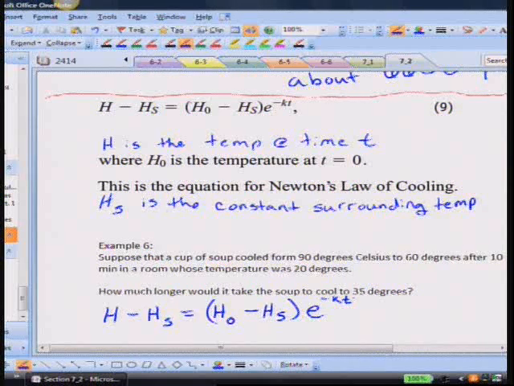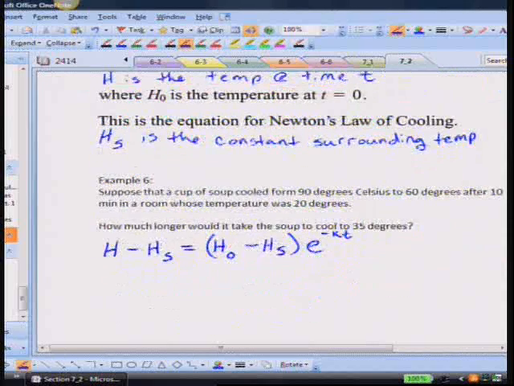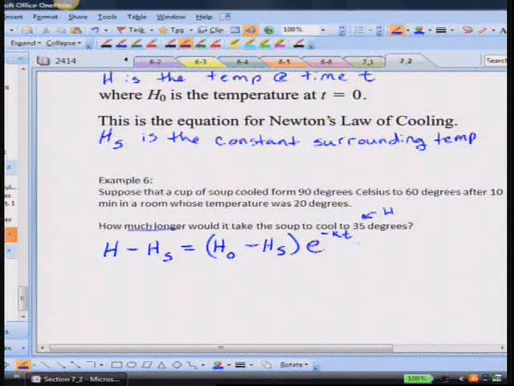Now, here we know that we want it to end up to be 35 degrees, so this is going to be my H. How much longer is obviously our t; we're wondering about our t. So we're going to put 35 in for H. H surrounding is the temperature in the room, which was 20 degrees, so we're going to put 20 degrees in for H sub s. Now, it's normally 90 degrees Celsius.